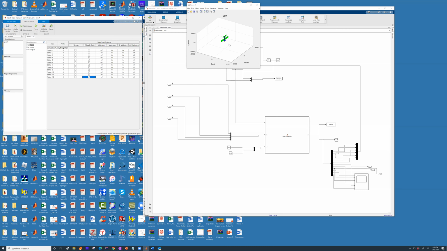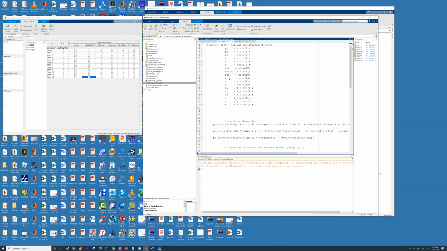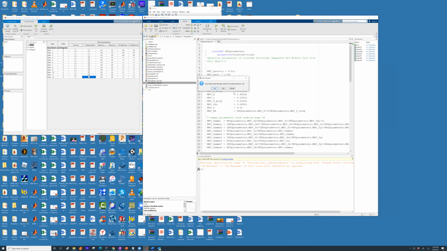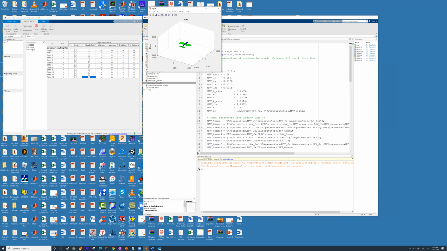In other words, these states from state 4 all the way to state 12 have to be 0. So in my second try, I have added state 4 to state 12 equal to 0, and I'm going to click run and see what happens. Again, I got an error.